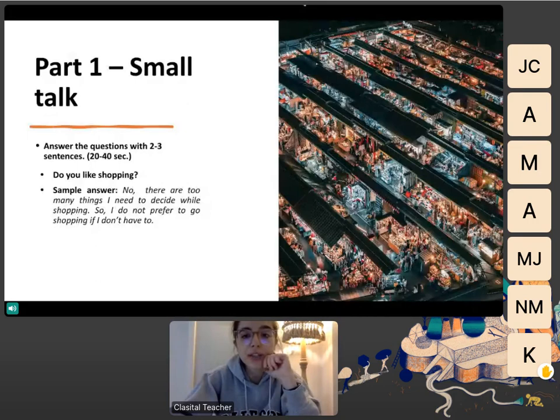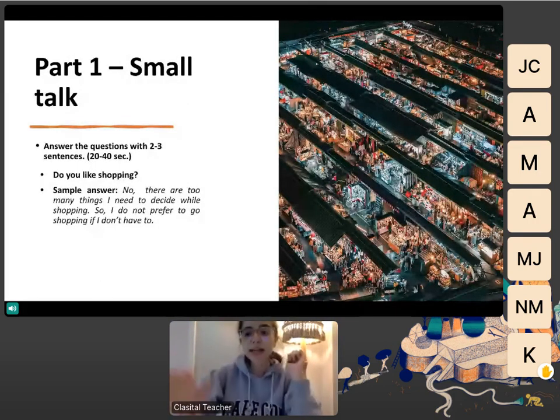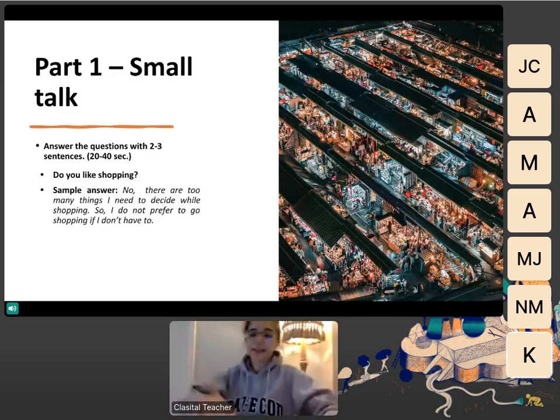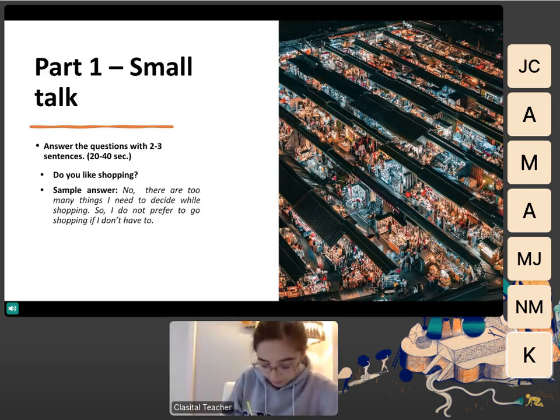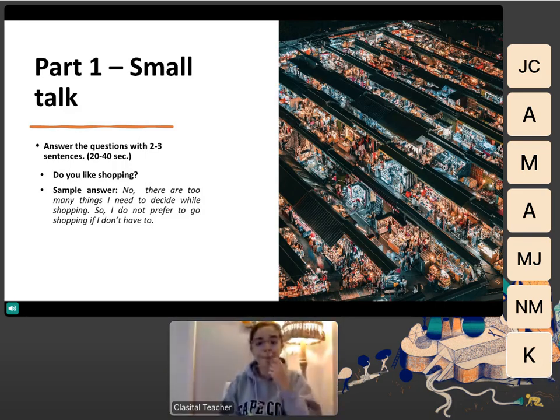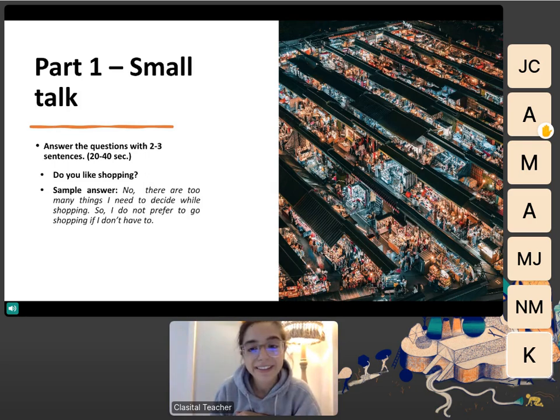So now everybody will take a turn. Okay, Kanak, let's start with you. Yes, I do like shopping. Because sometimes when I feel exhausted, I like to go shopping, such as window shopping. When I go for shopping, I spend without thinking, which sometimes bothers me.